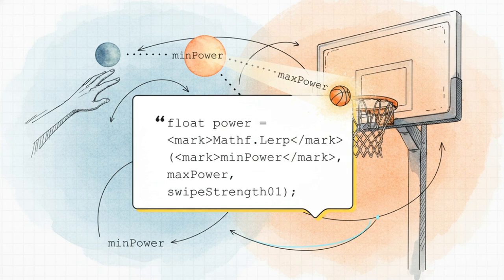Well, it uses this super handy function called Lerp, which is short for linear interpolation. The best way to think about it is like a dimmer switch. We set a minimum power and a maximum power. Lerp then looks at your swipe strength as a percentage, from 0 to 100, and finds the perfect power value in between our min and max. This keeps every shot feeling balanced, never too weak and never totally overpowered.